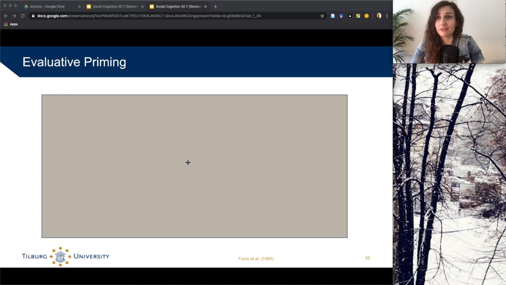So what would this look like? Here is a rendition of how an experiment like this would be put into practice. Participants would first see a blank screen with a fixation cross so that they actually look at the middle. And then we see our first word. This is a prime. This would be our word sunshine.